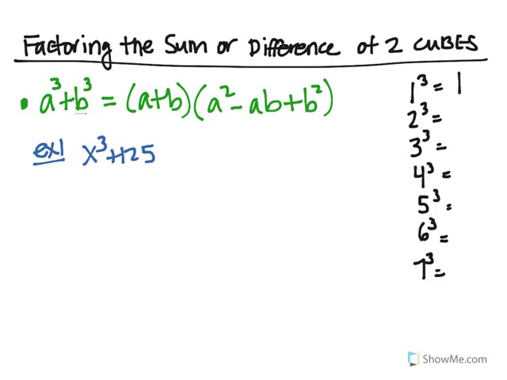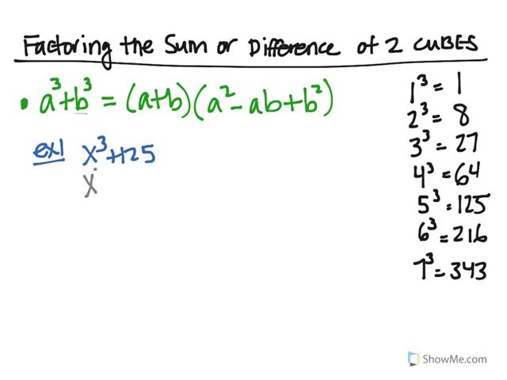So you have 1 cubed, which is 1. 2 times itself 3 times is going to give you an 8. 3 times itself 3 times is a 27. 4 cubed, I believe, is a 64. 5 cubed, 125. 6 cubed is a 216. And a 7 cubed is 343. If you want more, you can write more down. This is going to help you when you factor.